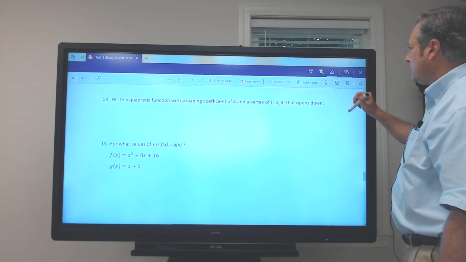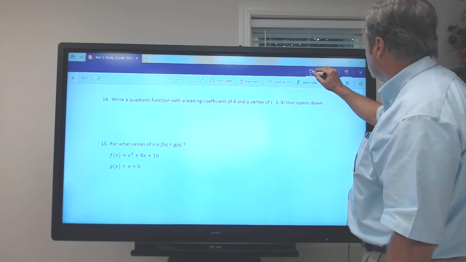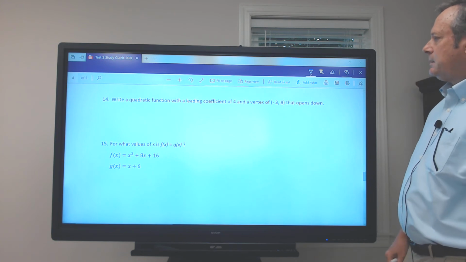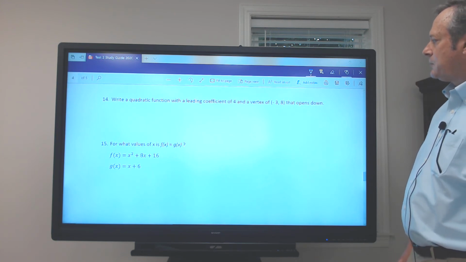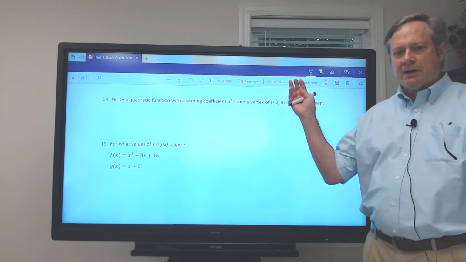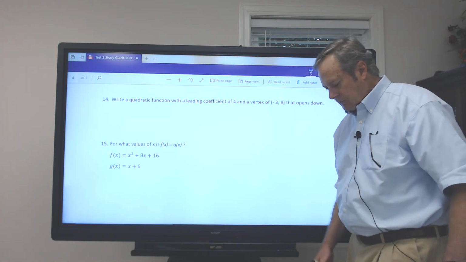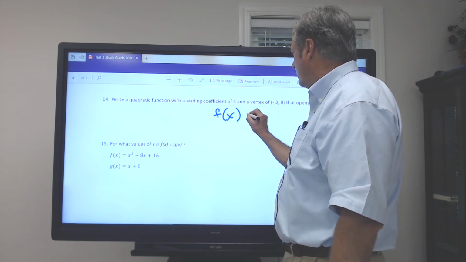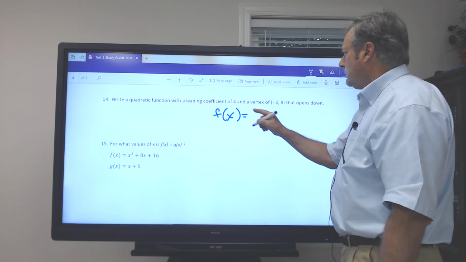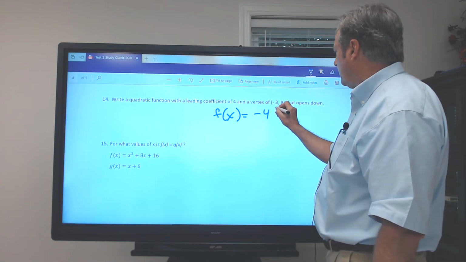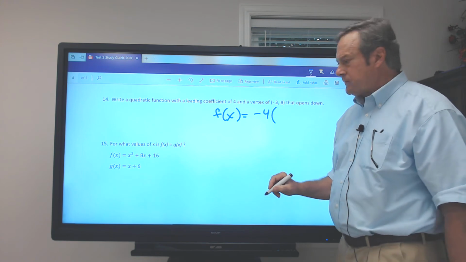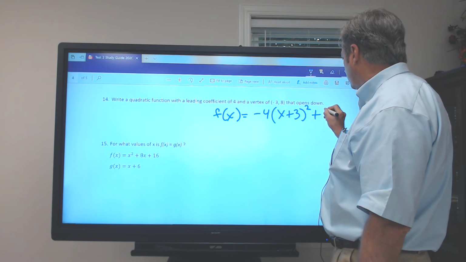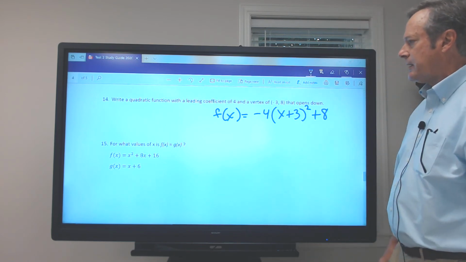All right, number 14, I'm being asked to write a quadratic function with the leading coefficient of 4 and a vertex of negative 3, 8 that opens down. So we know the leading coefficient is going to be negative. It says a function, so let's use function notation. You could use y, but I'm going to use f of x. It's going to be a negative 4 because it's going to make it open down. How do we express that vertex? It's going to be x plus 3 squared plus 8. And there you have it.